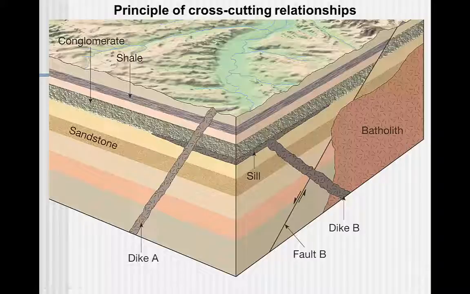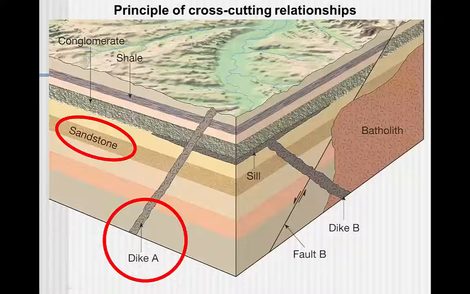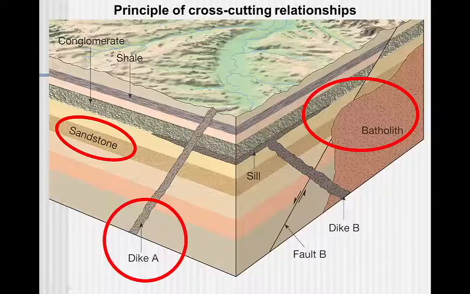Now, be sure that your video is maximized so you can see the details on this slide. In this illustration, we know that the sandstone is older than dike A because the dike cuts through the bed of sandstone. We also know that the batholith is also younger than the sandstone because the sandstone had to be there before it could be cut into by the magma that formed the batholith.